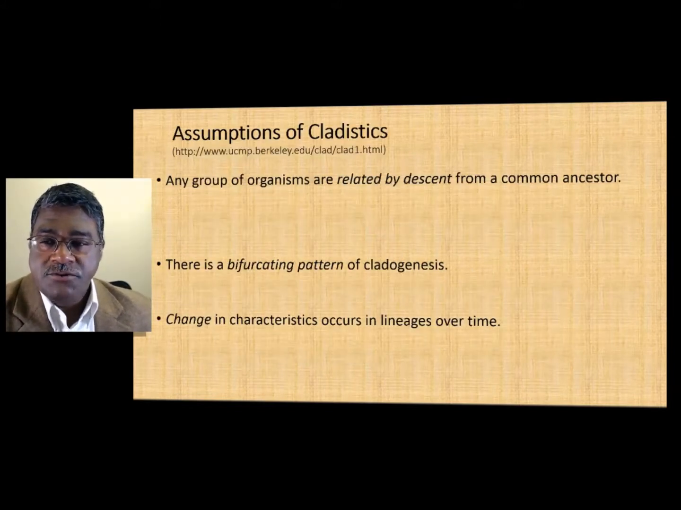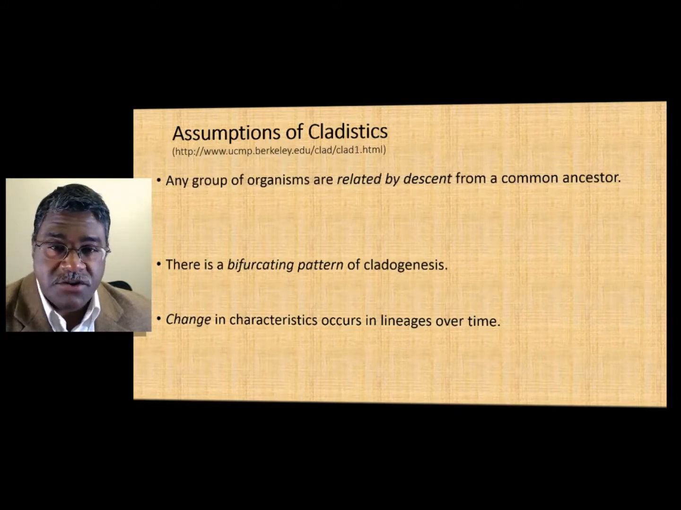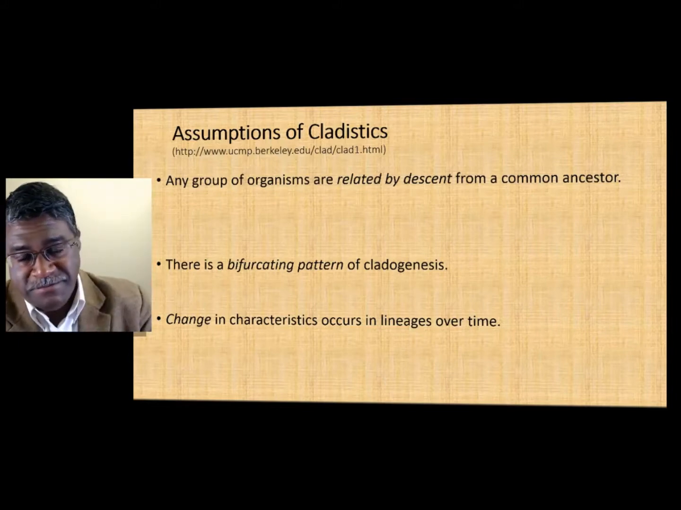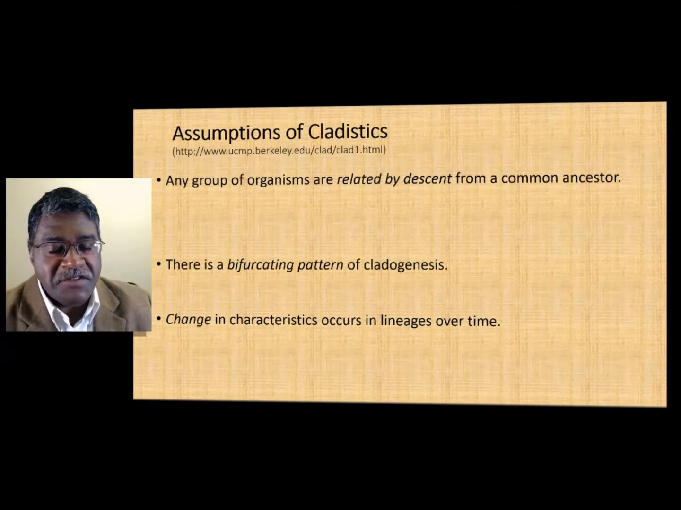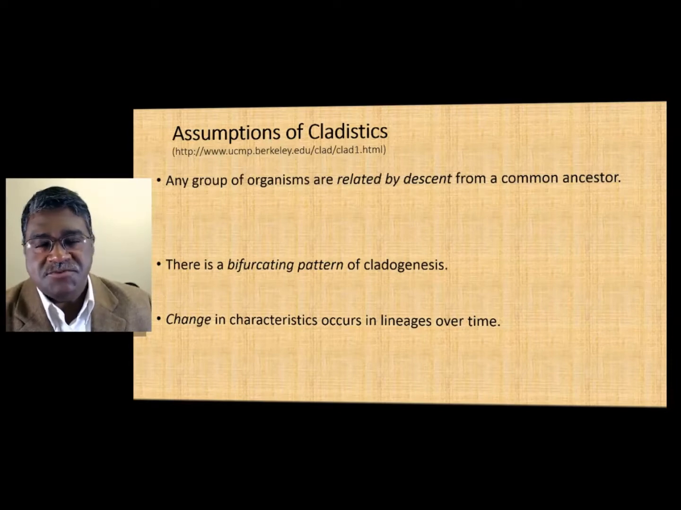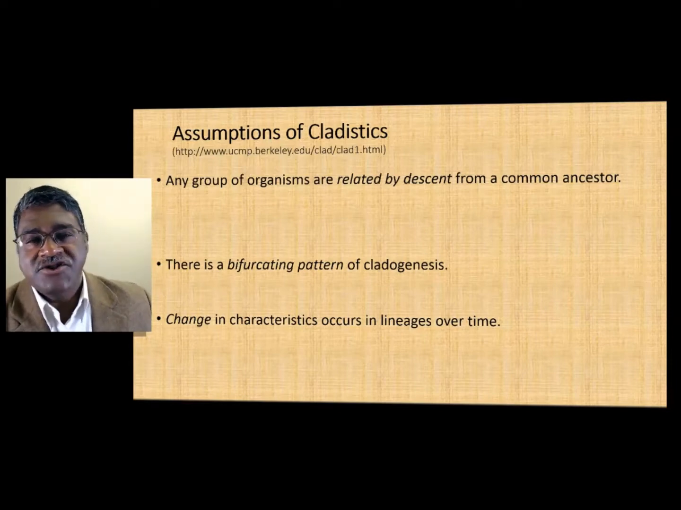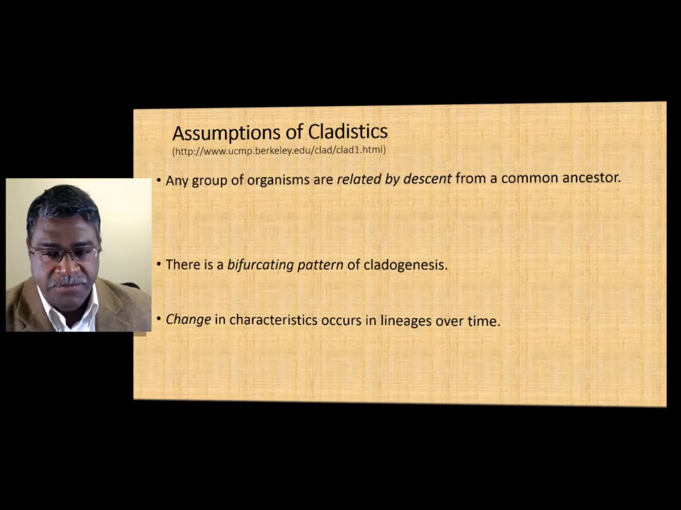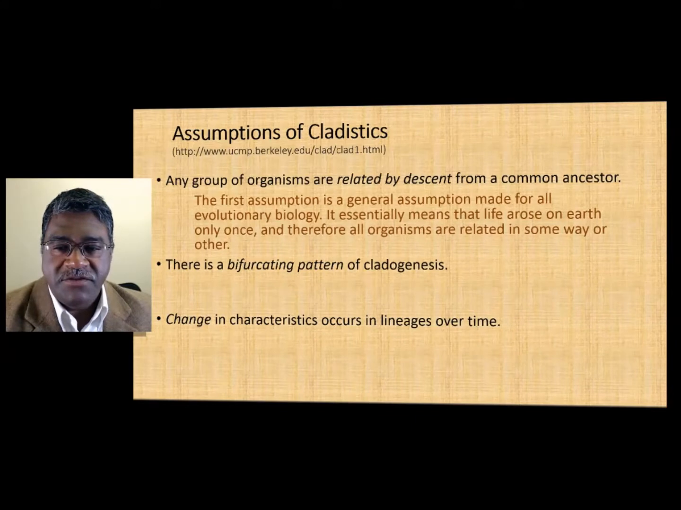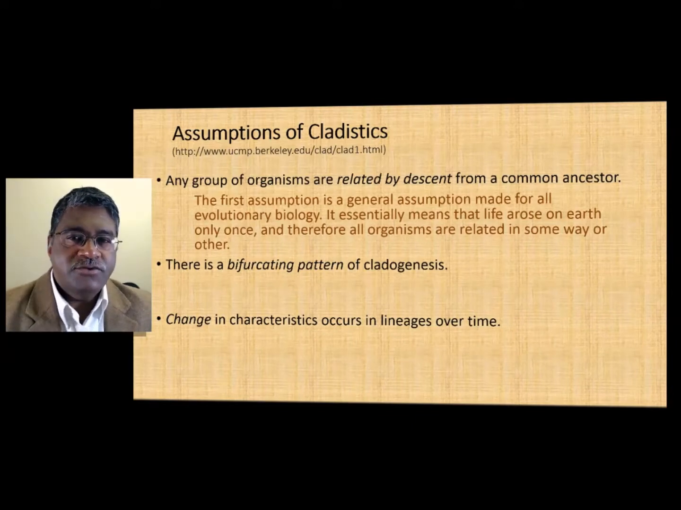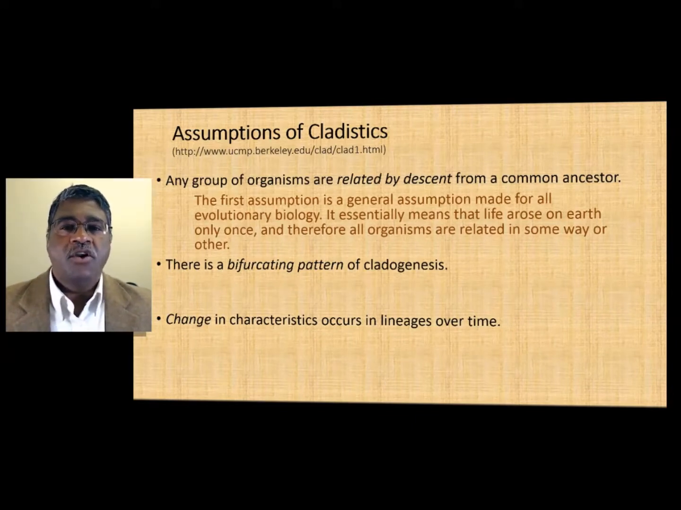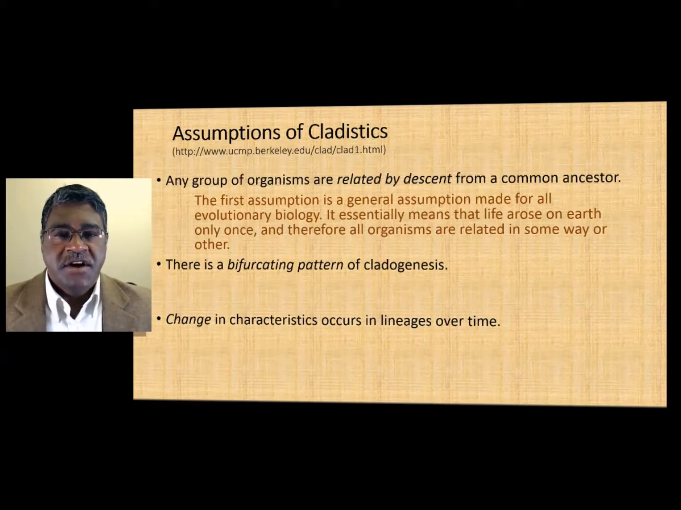Okay, so assumptions of cladistics: any group of organisms are related by descent. So remember, there's a common ancestor, which goes back to the kind of silly example I gave between humans and, for example, a chimpanzee just being clustered together, even if there's no evolutionary relationship, just because they happen to have black hair or dark hair. So the first assumption is made for all evolutionary biology. So literally, you would say all of every species from the beginning of time is part of a clade.